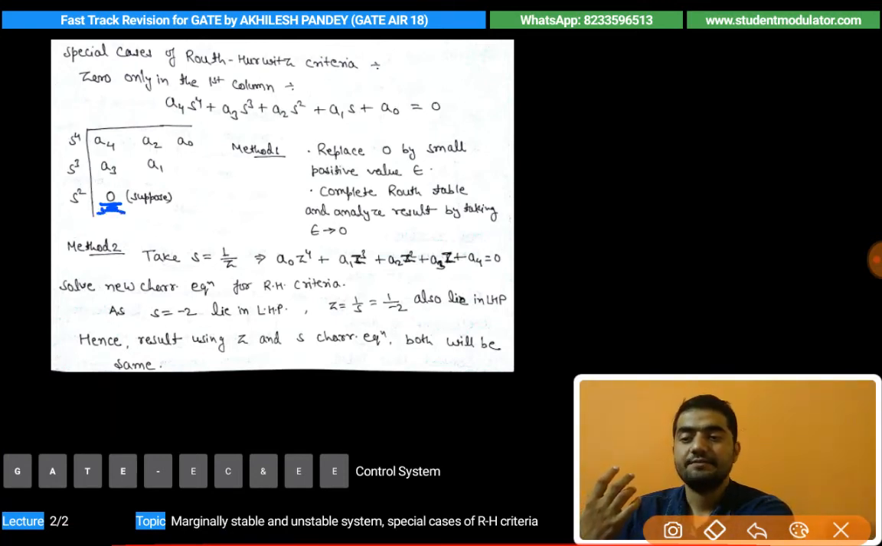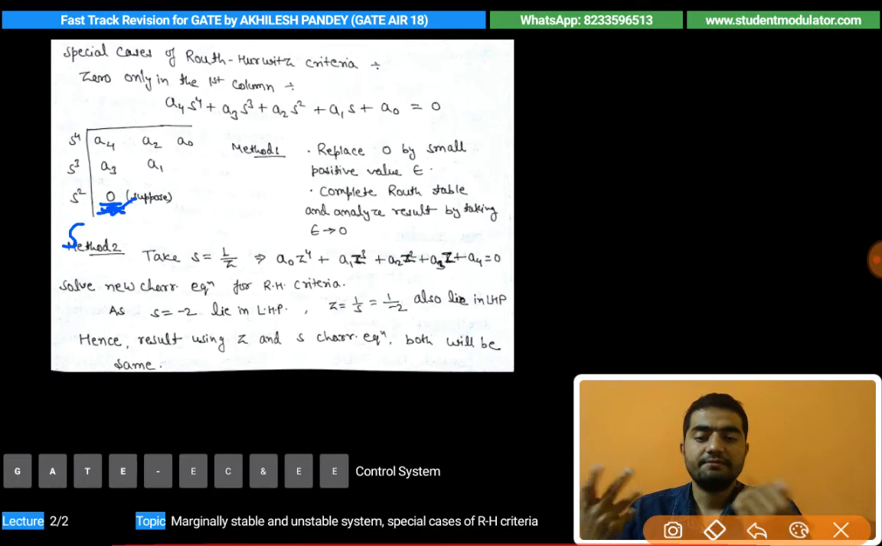When it happens, suppose here we have got 0, then if we try to find the next row, we will have to divide by 0, so it will lead to inexistence. So the next row cannot be formed if we take it as 0, so there will be a problem completing the Routh table. Now for solving this type of case, how we will approach it is mentioned in this slide.